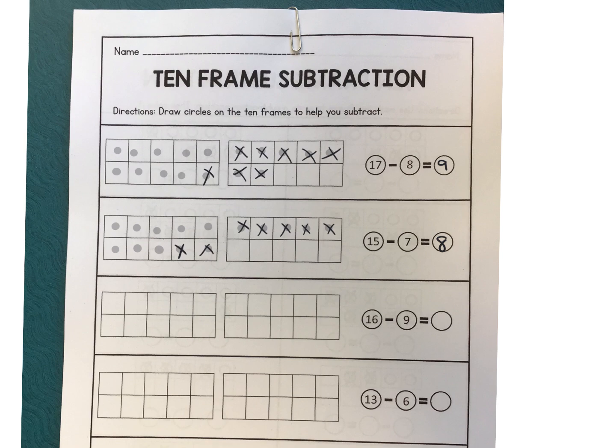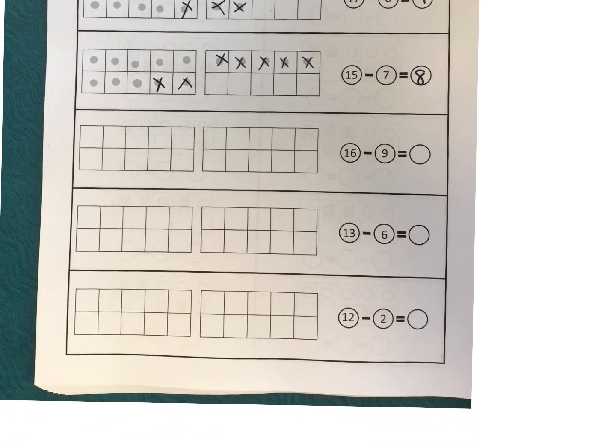8. Good. On our next problem, we have 16 boxes that are full. And then we're crossing off 9. And 7 are left. Next we have 13. Cross off 6. And how many are left, boys and girls?